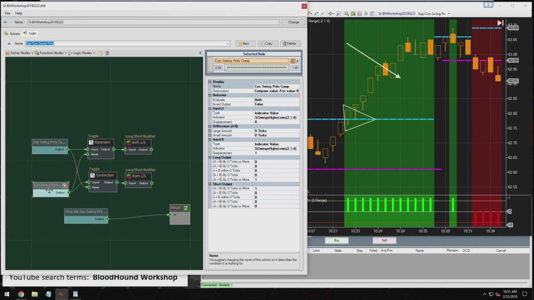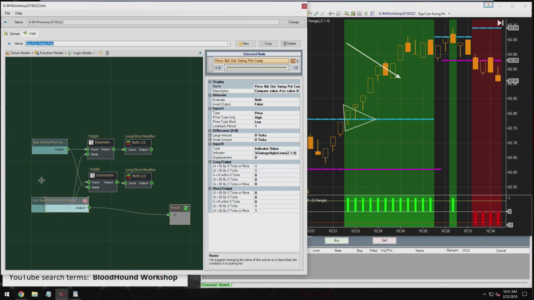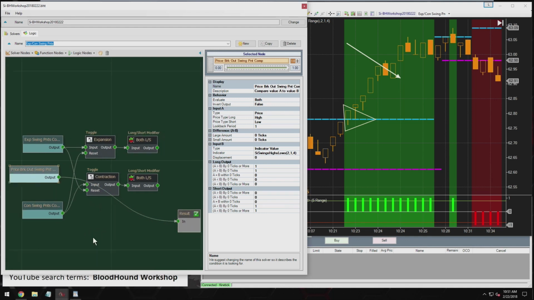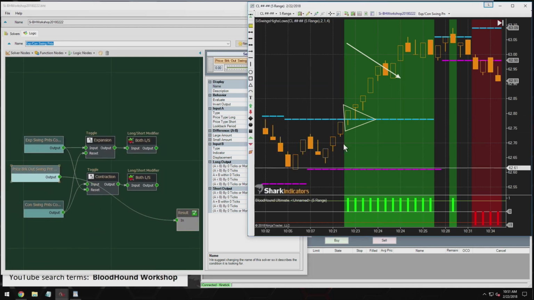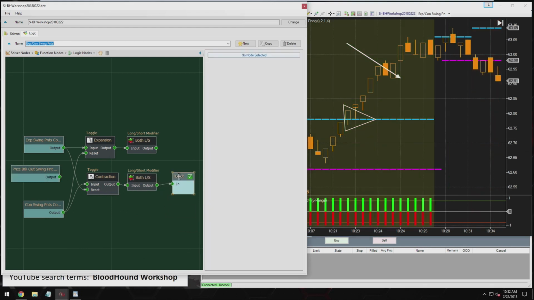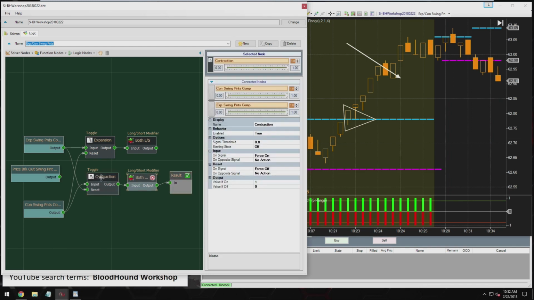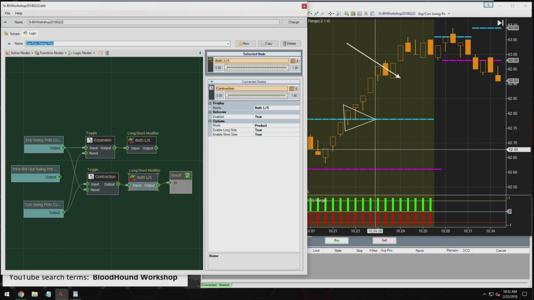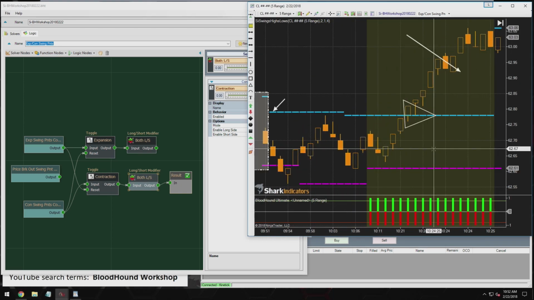So somewhere back here, we need to get this solver connected into the toggle nodes, into the reset of the toggle nodes, right? So let's see, what do we have here? This was contraction. So I'm going to connect our result node to the contraction logic here, right? So that's identifying contraction, so there we go.